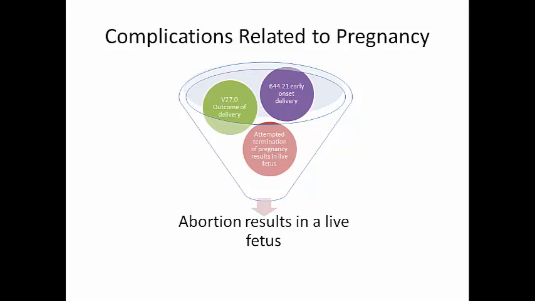Complications related to pregnancy. So when an abortion results in a live fetus, an attempted termination of a pregnancy results in a live fetus, the coder is going to choose code that early onset of delivery, the 644.21, and the outcome of delivery, the V27.0.